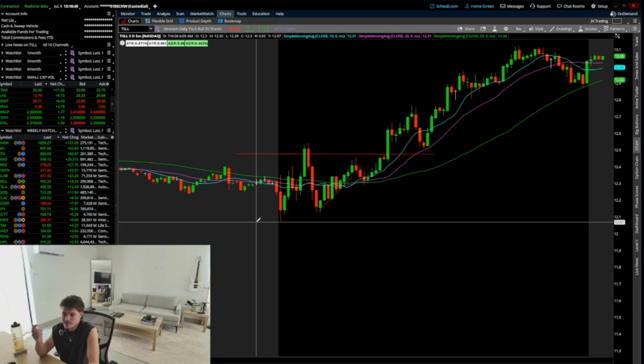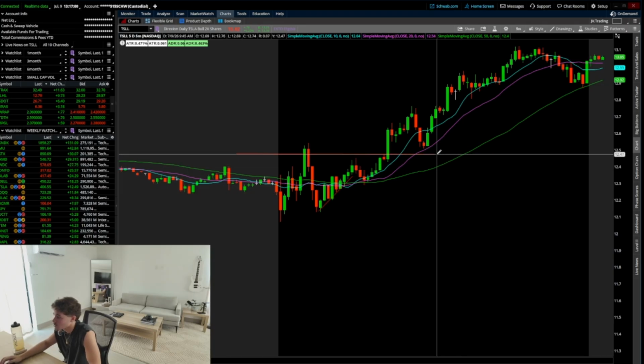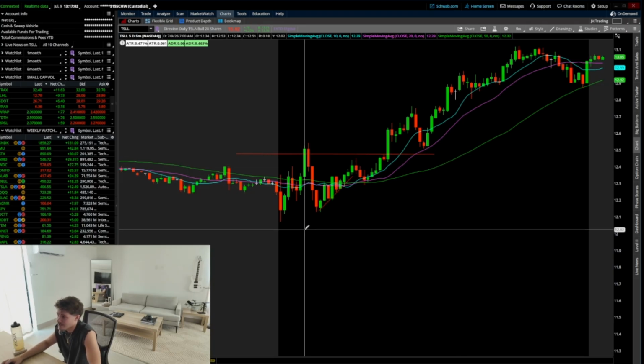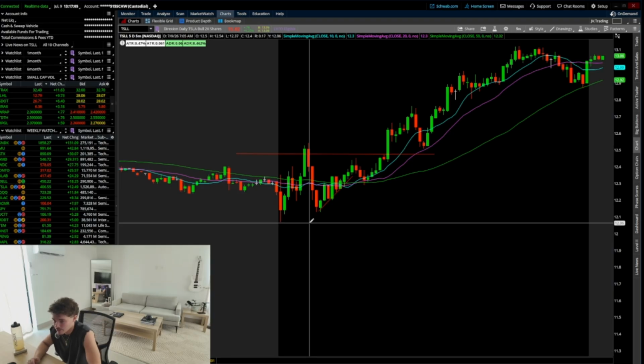Now, we can take, let's say, a $20,000 account, $200, which is our max risk, and then divide that by the distance between entry and stop loss, which is 0.43, and that's going to equal 465 shares. So that means you can buy 465 shares at 12.47, and then stop loss goes at low of day.